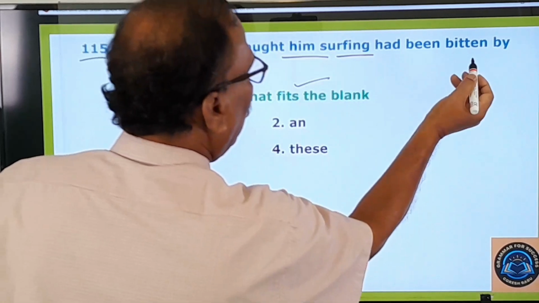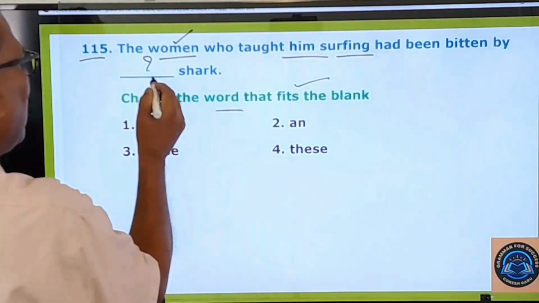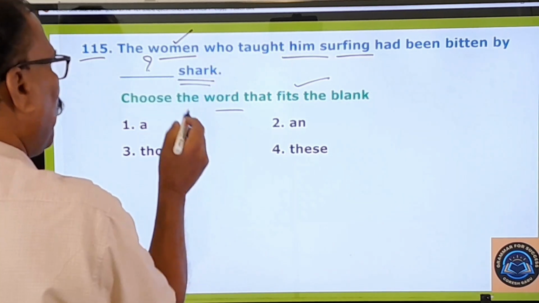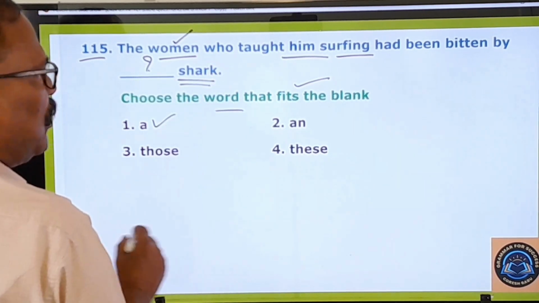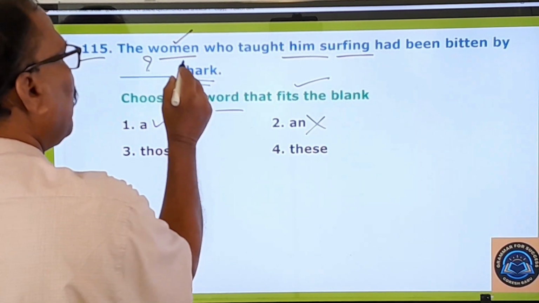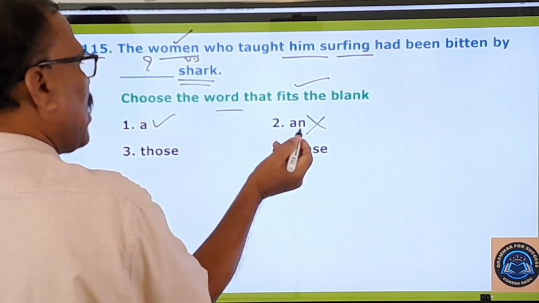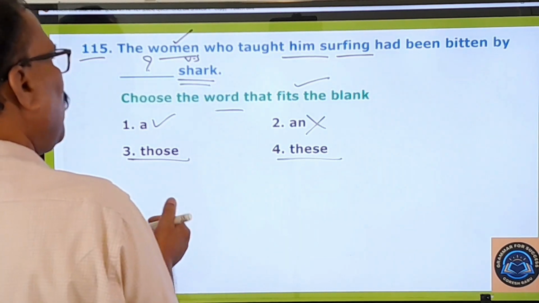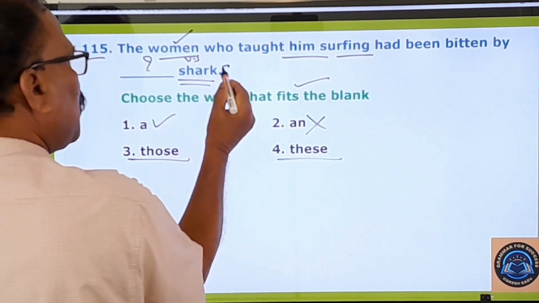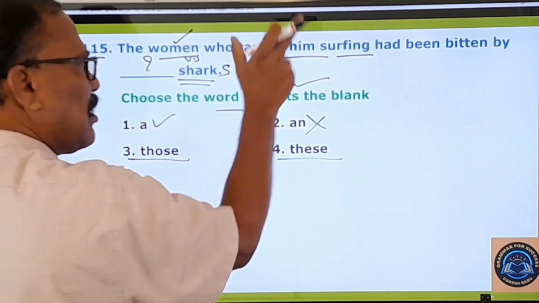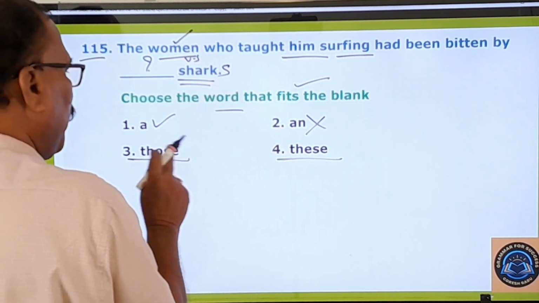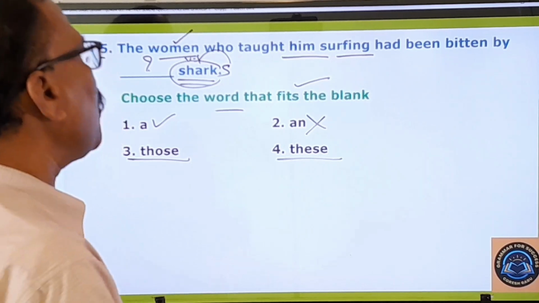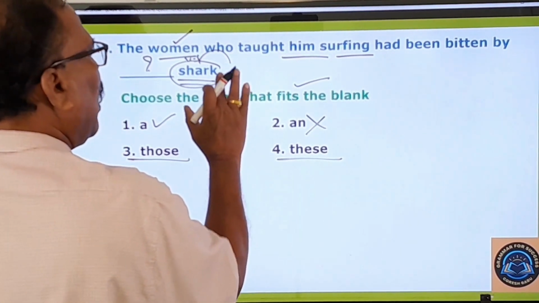So here the women had been bitten by dash shark. Bitten by dash shark. Shark is singular, and therefore you say only a shark. You don't say an shark, because the word is not beginning with a vowel sound, and therefore you don't use an there. And those shark, no, you don't say. These shark, no, you don't say. If at all you want to say those, there must be sharks. Bitten by those sharks. Specific, these sharks. So if you want to use these two words, the word should have been in the plural number. Okay, sharks, but here it is only shark, a singular.